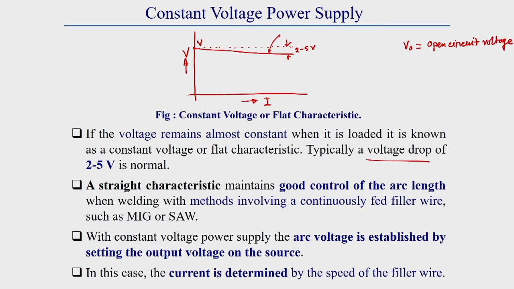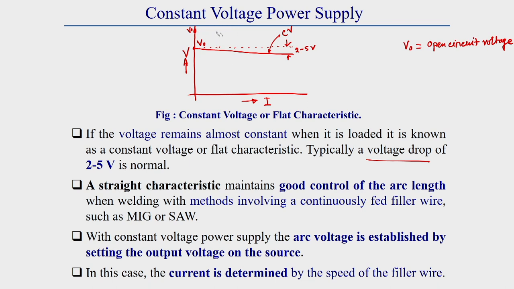In case of constant current power sources, I have told you about this V0 value; the constant current power supply curve looks like this, where V0 is here. So, this is the constant current power source curve, and this is the constant voltage power source curve. In the constant current power source characteristic, I told you the open circuit voltage is higher than in the constant voltage power source curve. You can observe that from here also.